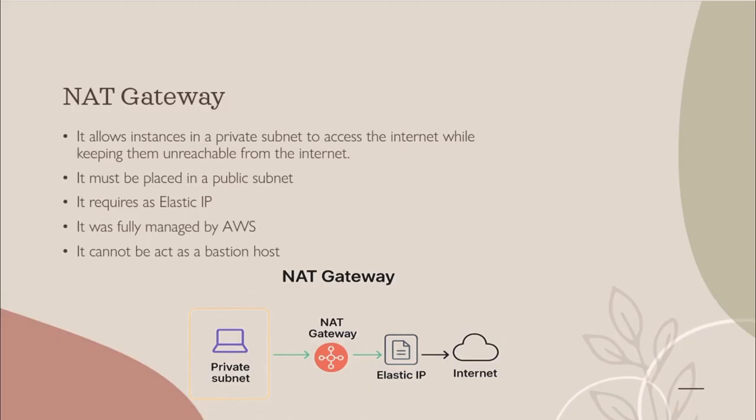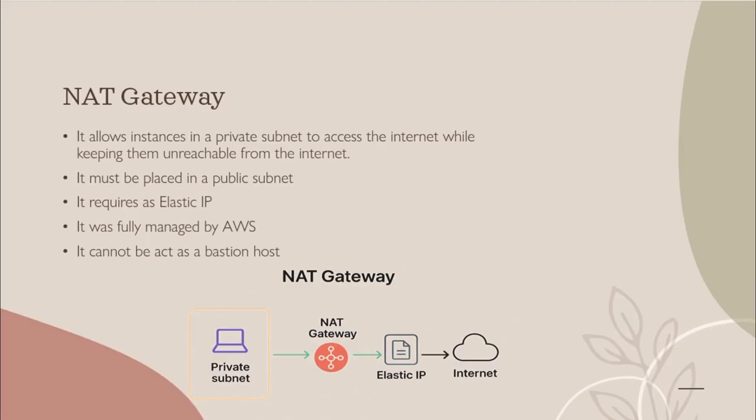Why it should be placed in the public subnet: the instances which are launched in the private subnet do not contain a public IP. So without a public IP, we can't reach the internet. That's why the NAT gateway is placed in the public subnet, and in the public subnet, the instance will contain a public IP. Through that, it will be able to reach the internet. So the NAT gateway should be placed in the public subnet.